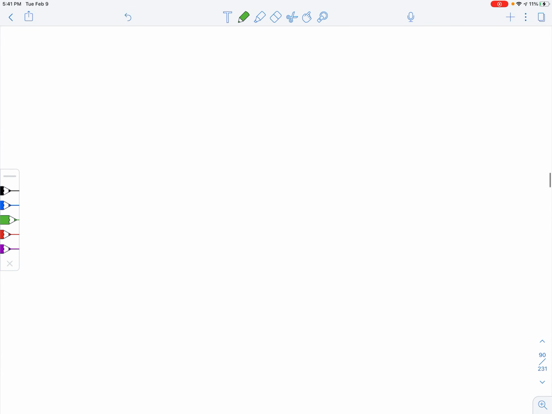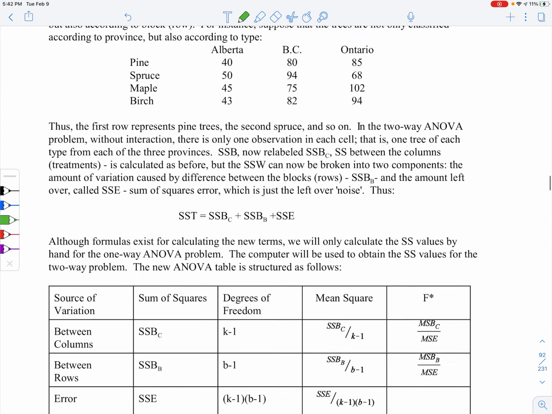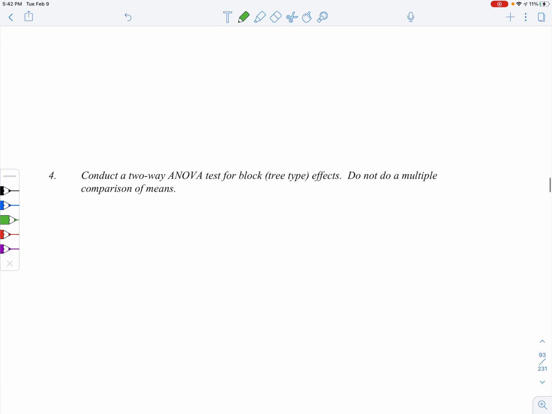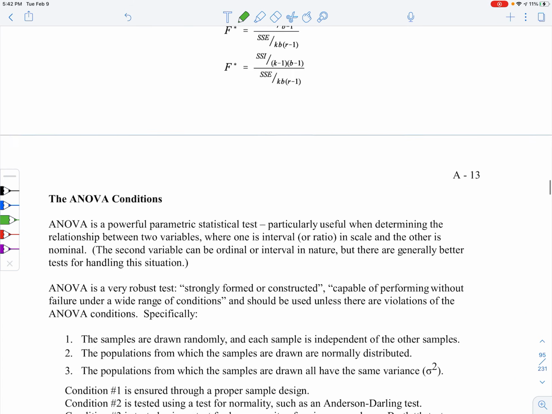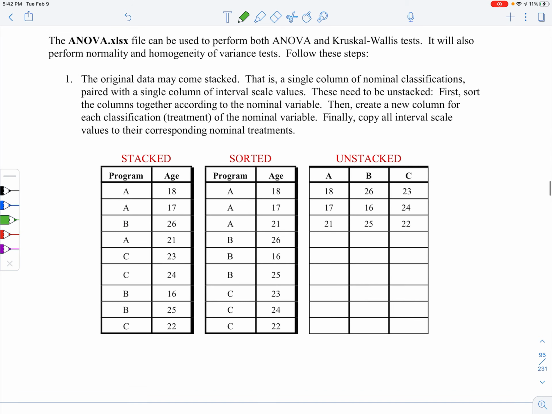We'll talk about that a little bit later, but I just want to show you where we're going to look at that. It's further on right here. So this is what we call stacked data. And stacked data is how the numbers come in the spreadsheet, right? So you're going to have a column for program, you're going to have a column for age. Now, I'm using a different problem here. So this is not provinces and tree heights. This is program and age. But we'll get to this one.